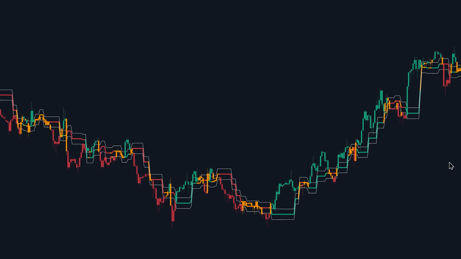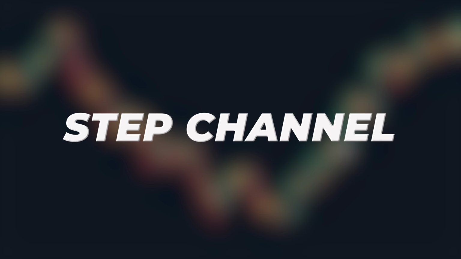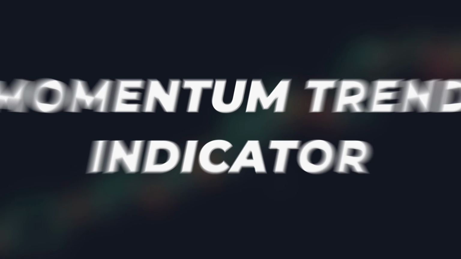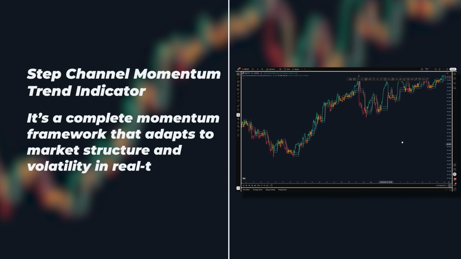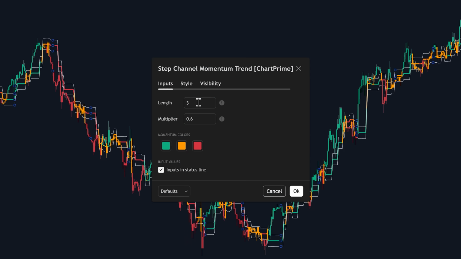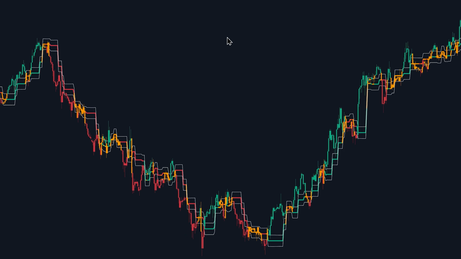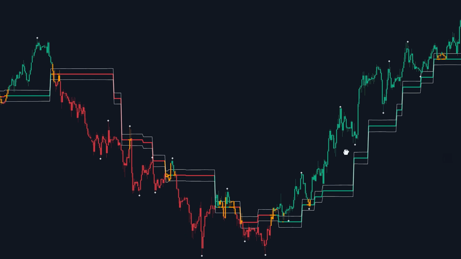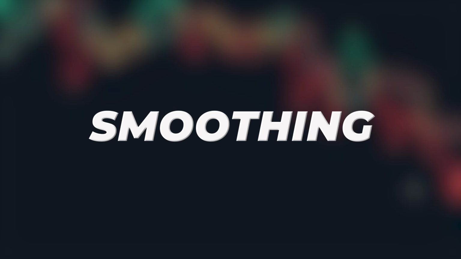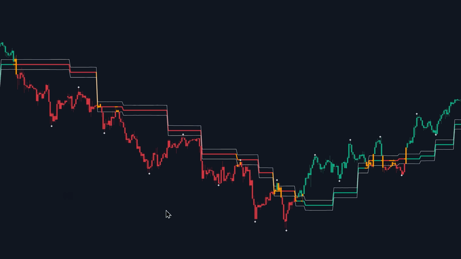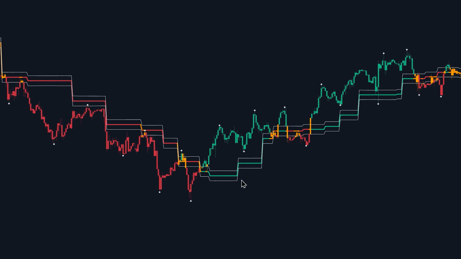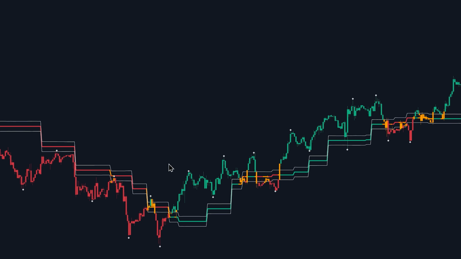Ladies and gentlemen, this is the all-powerful Step Channel Momentum Trend indicator. It's a complete momentum framework that adapts to market structure and volatility in real time. See, a lot of the frustration with traditional momentum indicators like RSI or MACD comes from one thing: smoothing. They rely on smoothing to filter out noise, but that very same smoothing is what causes lag, which means by the time you get a confirmation signal, the move is already halfway done.